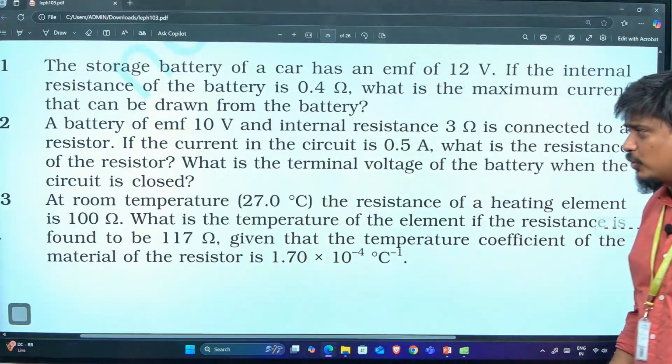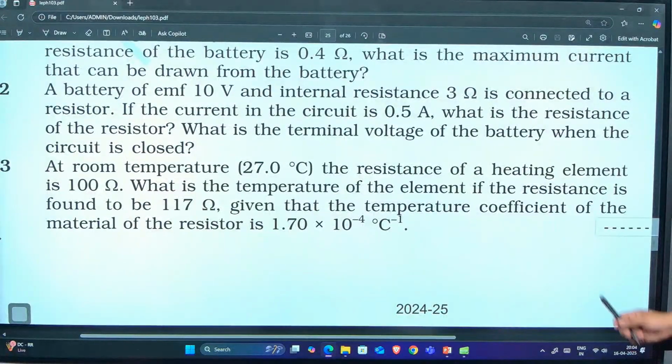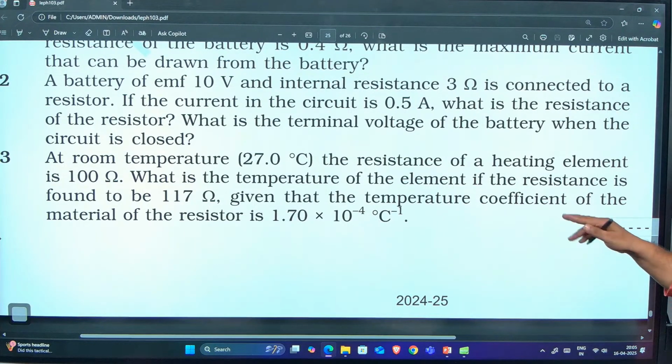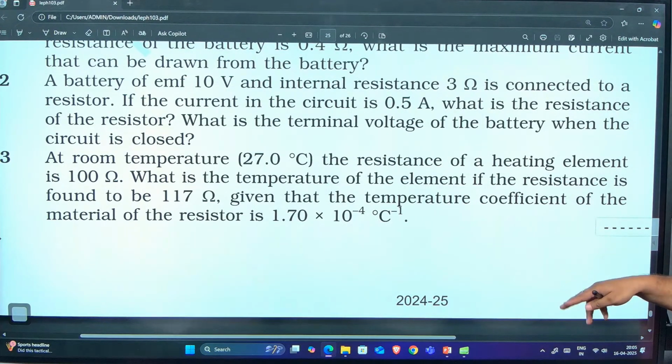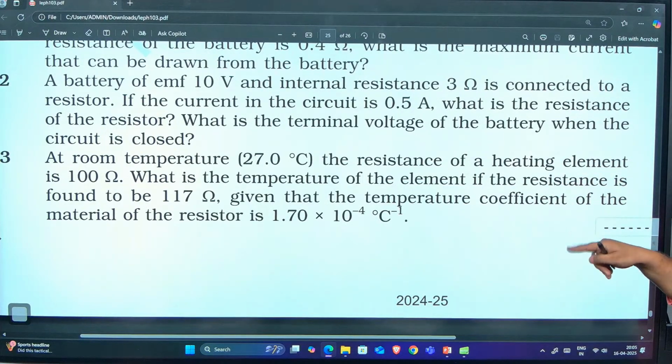Okay. Question number 2. EMF 10 volt, small r 3 ohm and R not given. If the current in the circuit is 0.5, what is the resistance of the resistor? I is equal to E by R plus r. I is given as 0.5, equal to 10 by 3 plus R. Solve that equation, you will get the value of R as 17 ohms. Yeah, very good, correct.